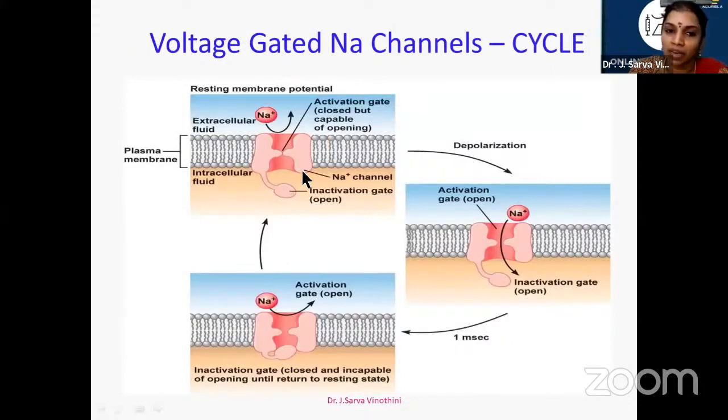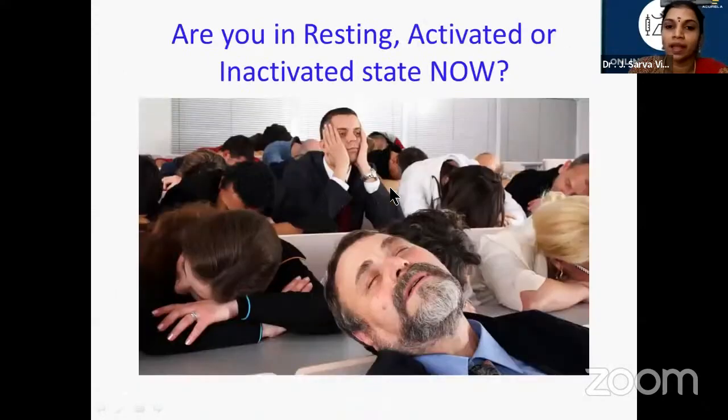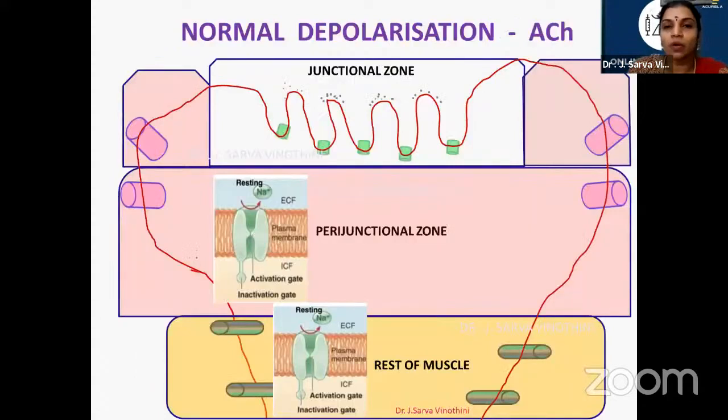From the resting state, it has to get to the activated state once the depolarizing current comes in. After approximately 1 millisecond, irrespective of whether the depolarizing current is present or gone, the time gate closes. And this has to get back to the resting state for it to be depolarized again. So this cycle has to happen between the 3 states. In which state are you people now? Activated, inactivated, or resting?